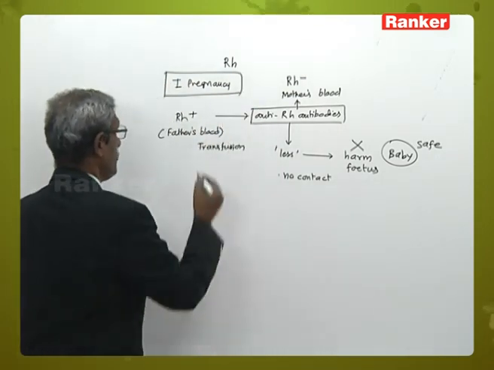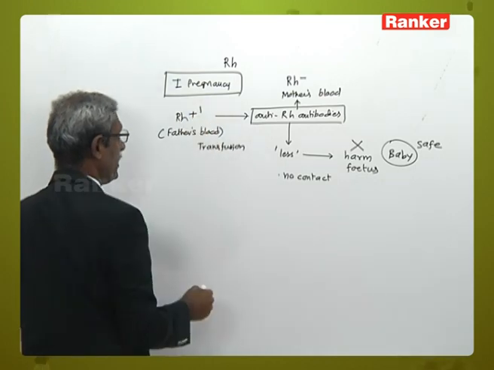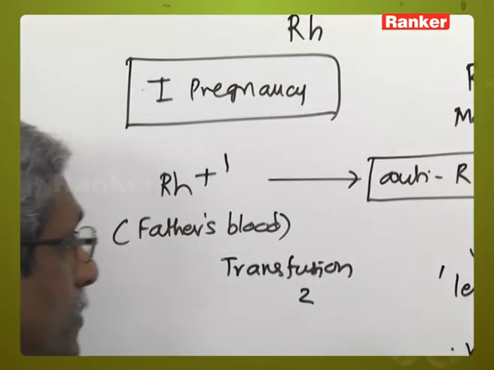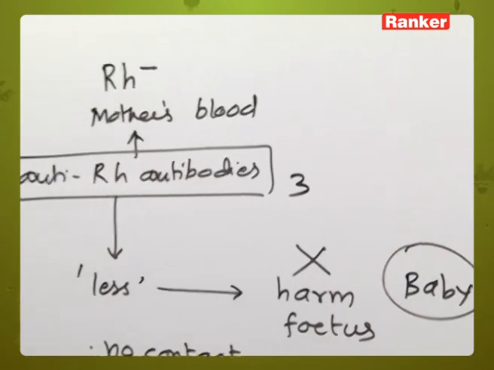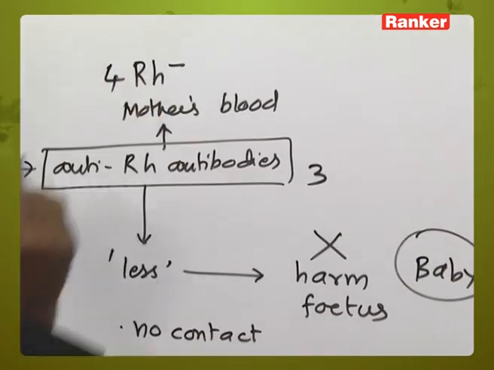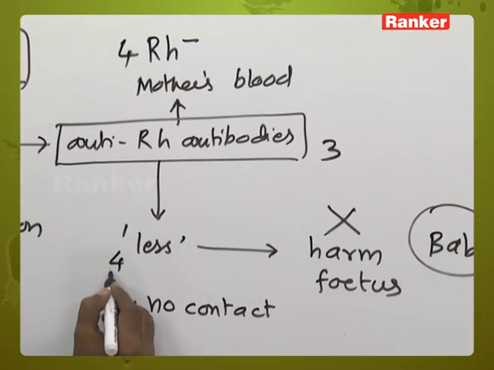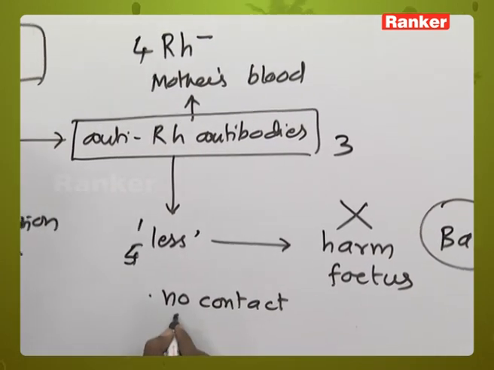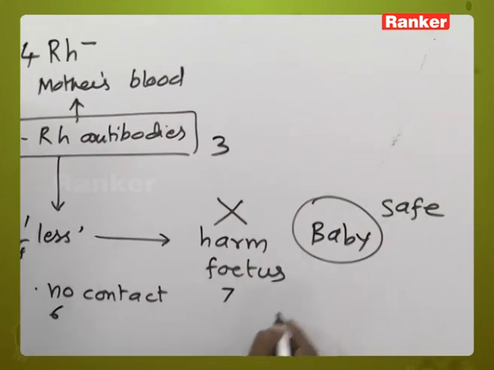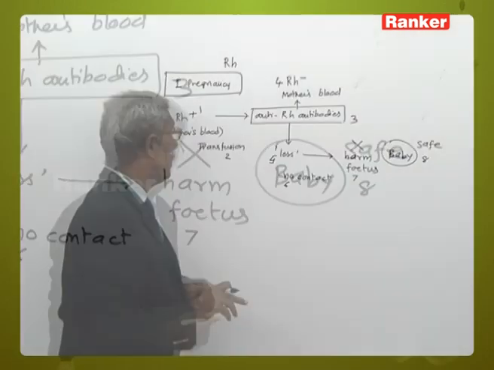So, first pregnancy, we have Rh plus from the father's blood getting transfused, anti-Rh antibodies are formed in the Rh minus mother's blood. The antibodies are less in number. There is no contact, no harm to the fetus, and the baby is safe.